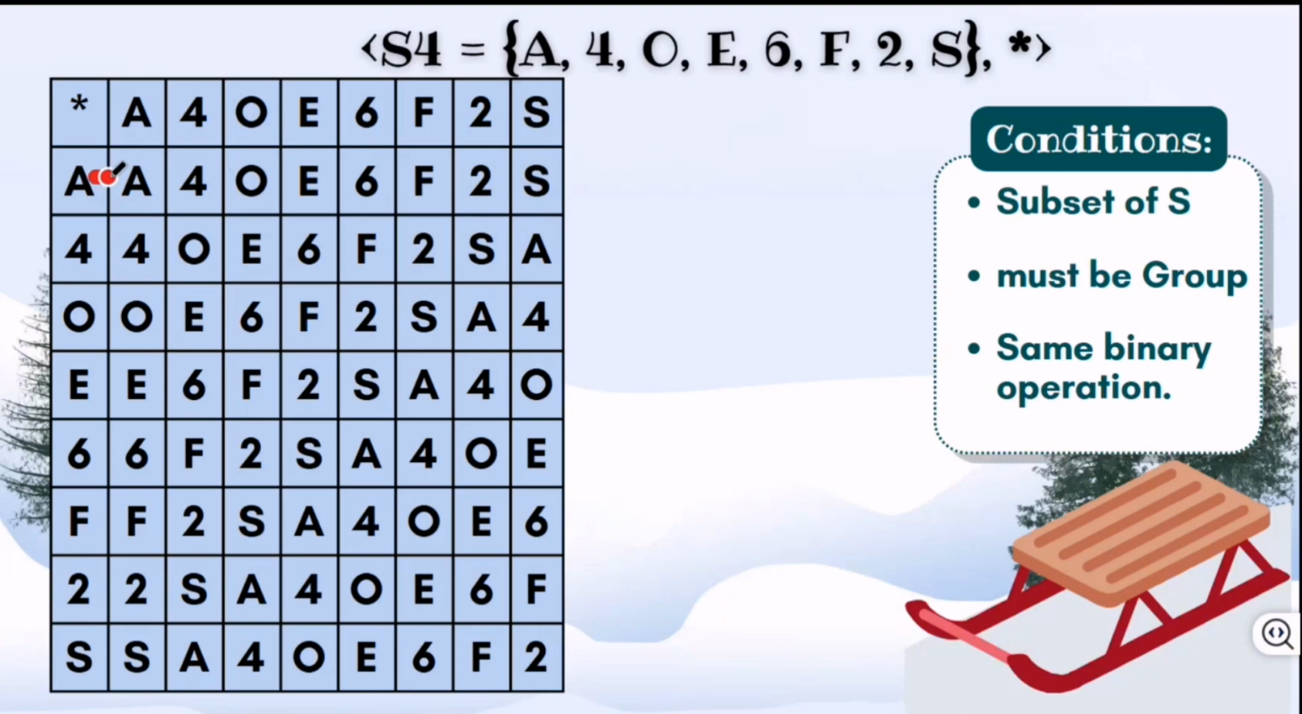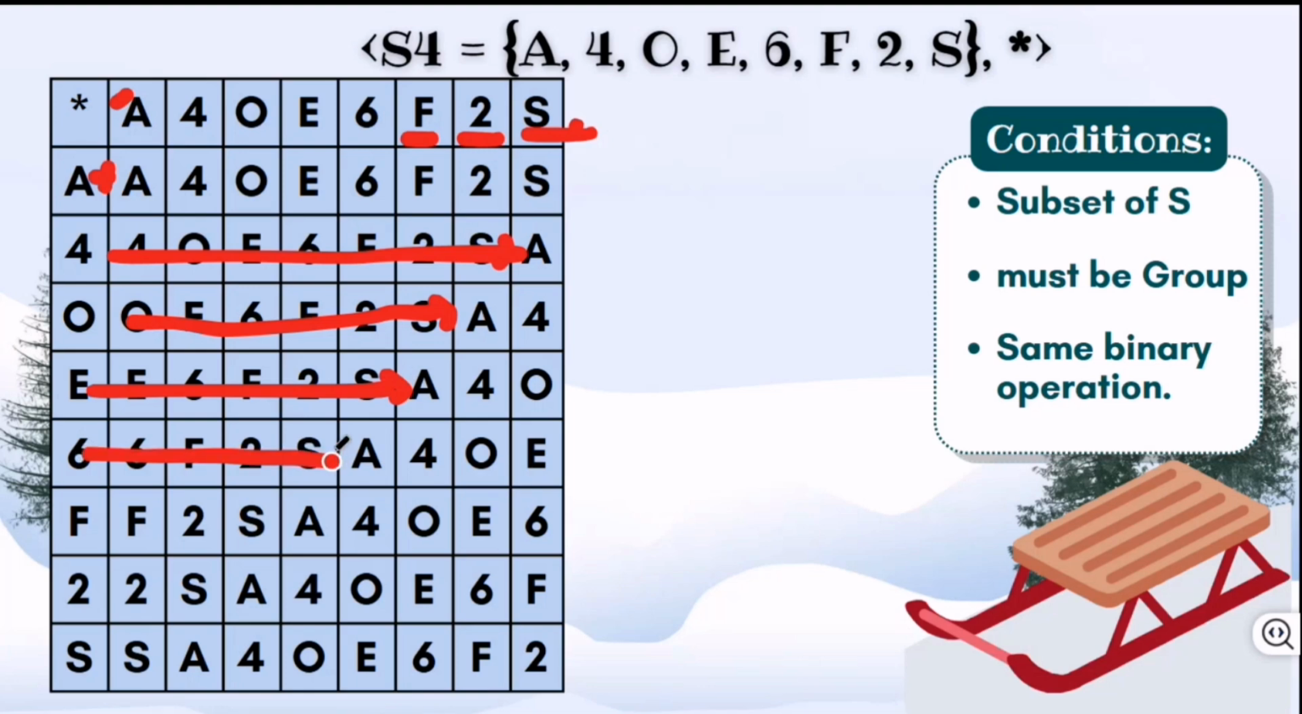So A to identity element A, and the result is A. Therefore, in this S sub 4, the identity element is A, and A has an inverse of A. Then 4 to identity element A, the result is S. So 4 has an inverse of S. And O to the identity element, and the result is 2. So the inverse of O is equal to 2. And E to the identity element, the result is F. So the inverse of E is F.